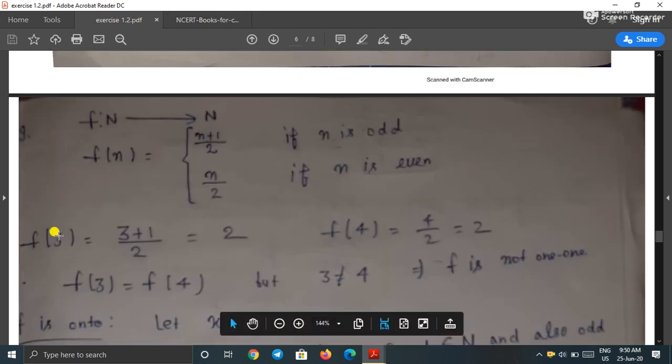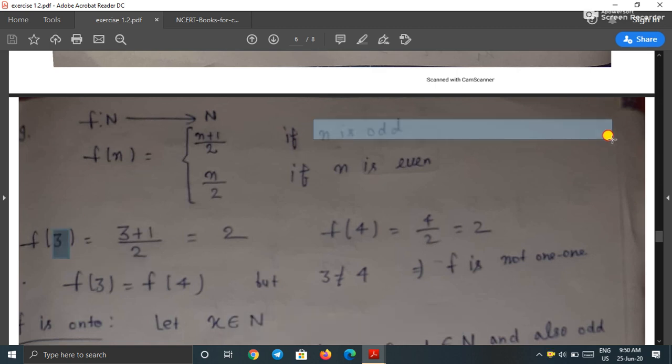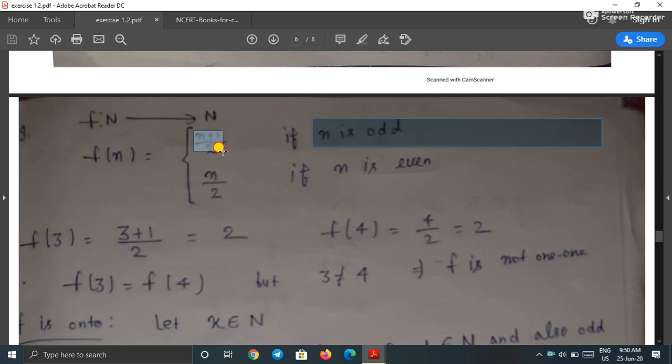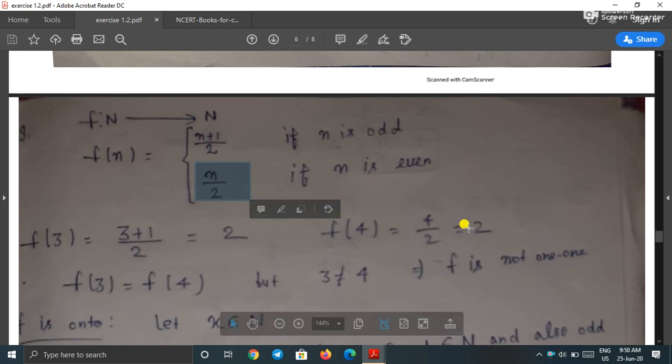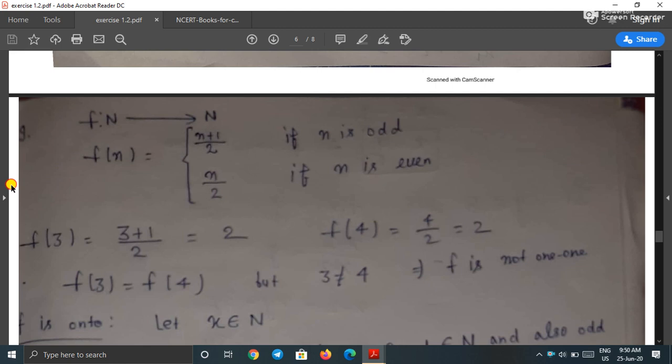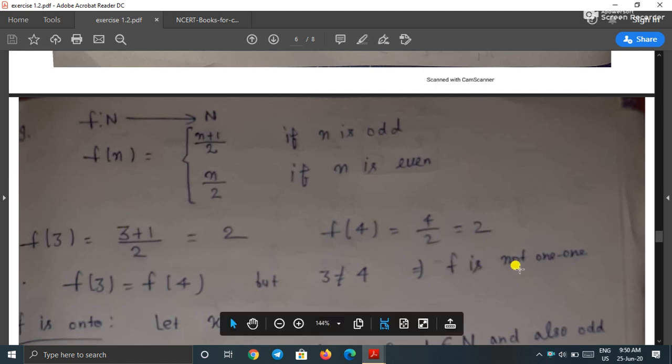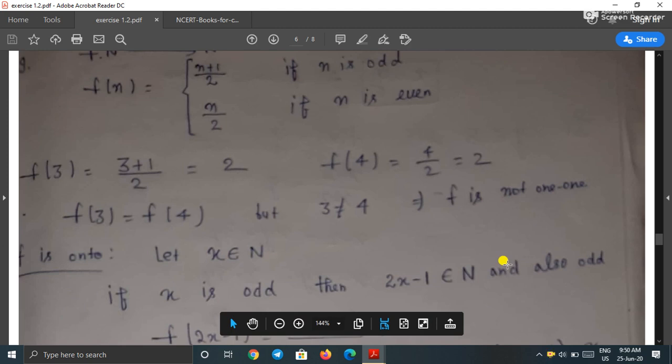Let us find the image of 3 under this mapping. 3 is an odd number, so we use this definition, (n plus 1) by 2, (3 plus 1) by 2, 4 by 2, and it gives 2. And if we find the image of 4 under this mapping, 4 is an even number, so we use this definition, 4 upon 2, it gives 2. Means we have two different points, 3 and 4, which have the same images, so the function f is not 1-1, okay.